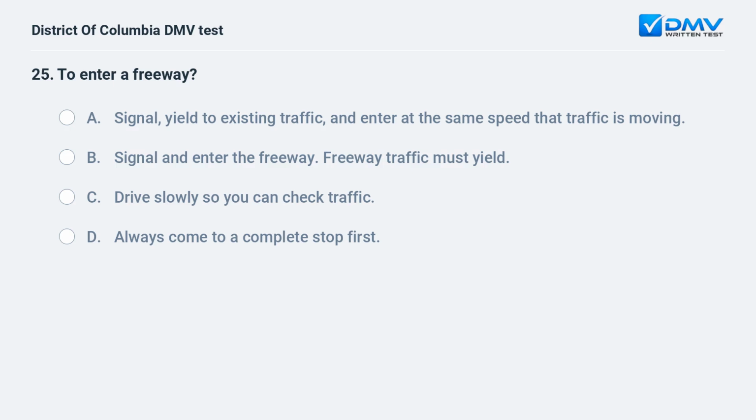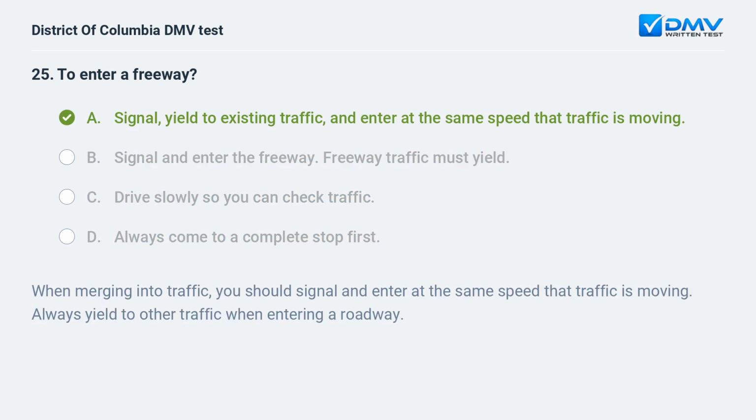To enter a freeway? A. Signal, yield to existing traffic, and enter at the same speed that traffic is moving. B. Signal and enter the freeway. Freeway traffic must yield. C. Drive slowly so you can check traffic. D. Always come to a complete stop first. A. Signal, yield to existing traffic, and enter at the same speed that traffic is moving.